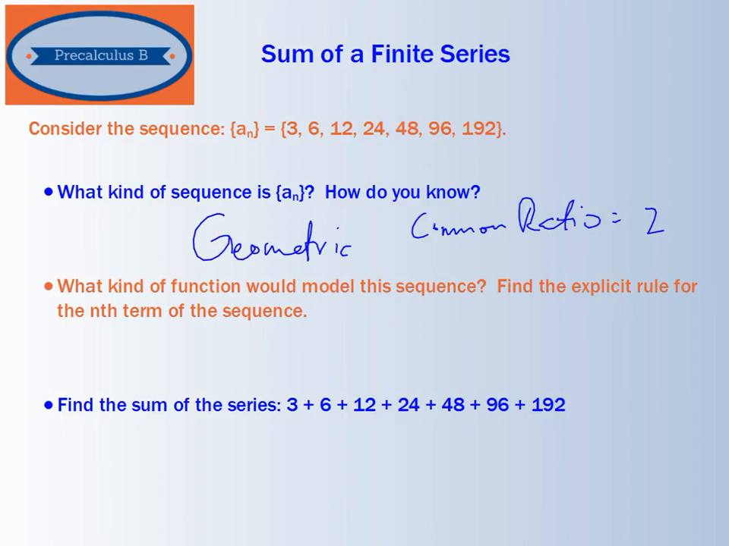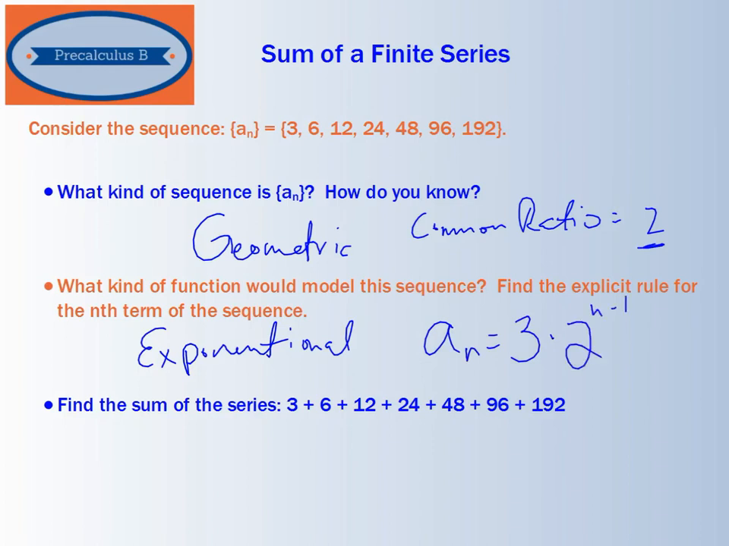A function that would model this would be an exponential function. All right, if we want to model geometric sequences, we use exponential functions, and the rule would be a of n is equal to 3, which is that first term in the sequence, times 2, which is our ratio, to the n minus 1. All right, and then if we wanted to find the sum, we could just add these values together. When we add those values together, we get 381.